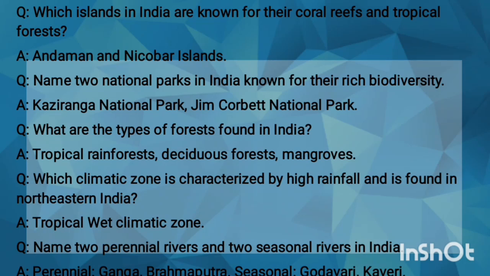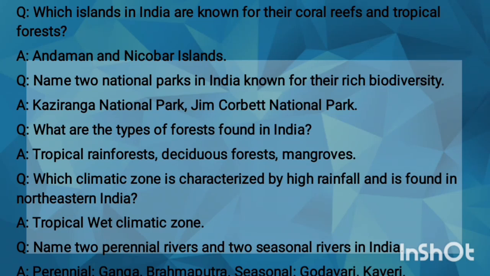Name two national parks in India known for their rich biodiversity. Kaziranga National Park, that is home to one-horned rhinos, and Jim Corbett National Park, that is home to tigers. What are the types of forest found in India? India has tropical rainforest, deciduous forest, and mangroves.